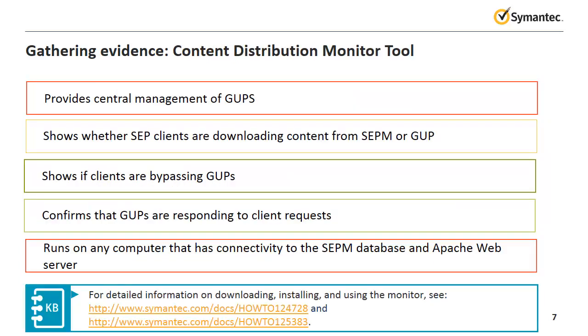The Content Distribution Monitor tool is another approach to gathering evidence. This tool provides central management of GUPs by providing the following: a single consolidated status view on all GUPs that are configured in the SEPM database, including those that reside in different SEPM domains; status on how many clients are downloading content directly from the SEPM; and visibility on how many SEP clients are bypassing the GUPs and downloading content directly from the SEPM. It also confirms GUPs that are actively responding to SEP client requests, and if the GUP is not responding to requests, the monitor can restart the GUP.